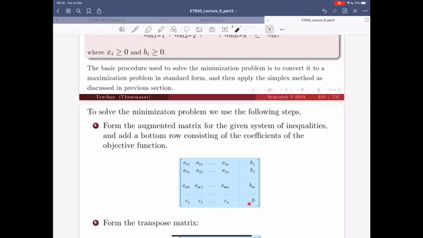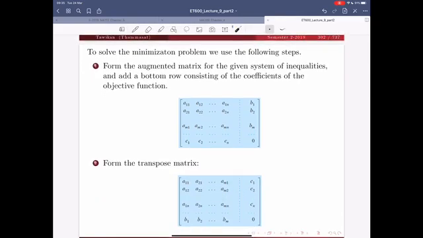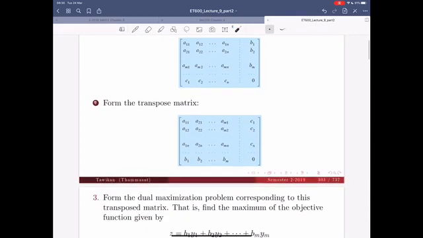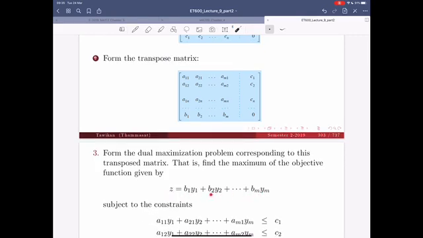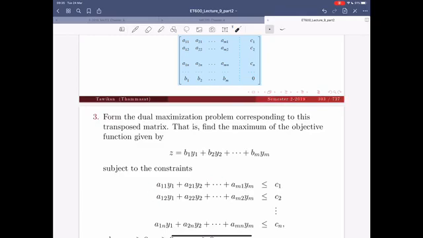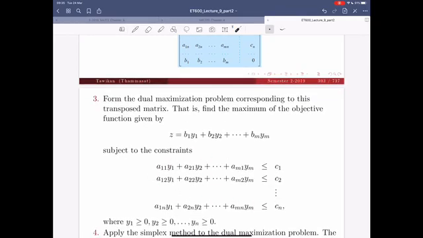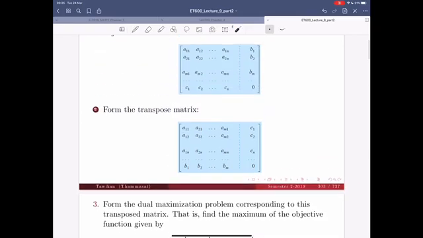After we've got the augmented matrix, we then take the transpose of that augmented matrix. You know how to take the transpose matrix, don't you? After we've got the transpose matrix, we can form the dual maximization problem. The bottom row will give us the maximization objective function, and out of this portion and that portion, you get the corresponding constraints to your dual maximization problem. And the inequality sign will be changed.